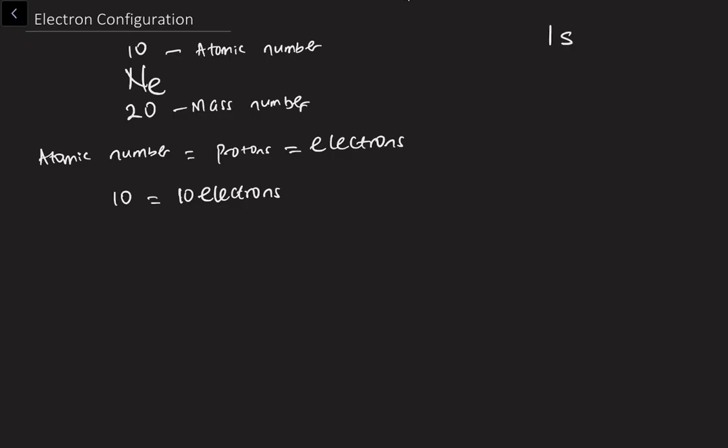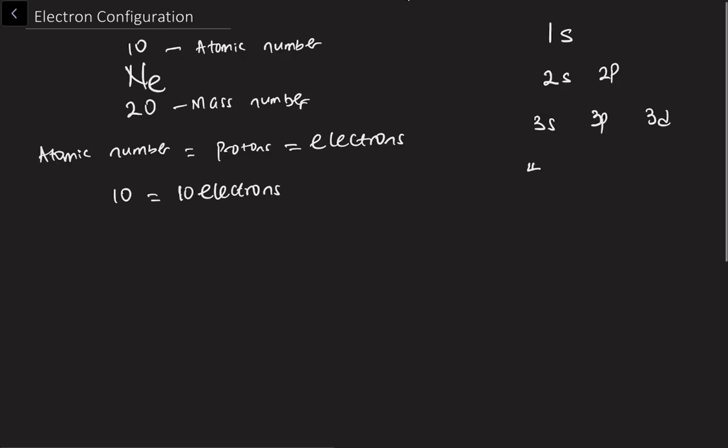1s. We have 2s, 2p. We have 3s, 3p, 3d for the third energy level. For the fourth energy level, we have 4s, 4p, 4d, 4f. We can stop here. All the atoms we'll cover today would not go beyond 4f.